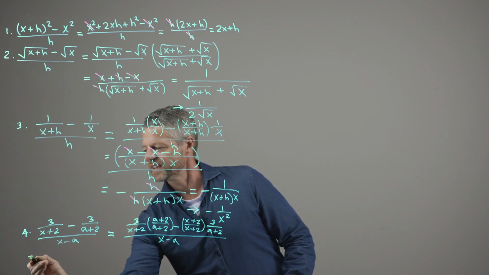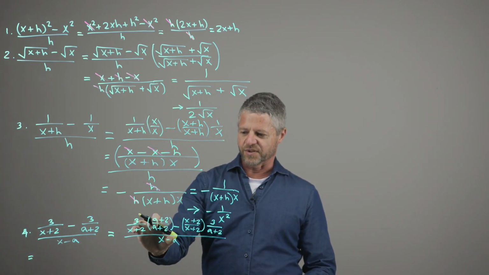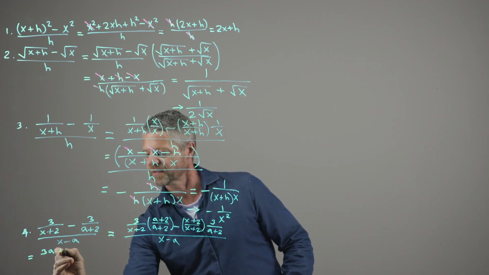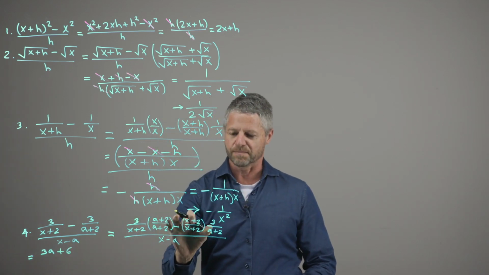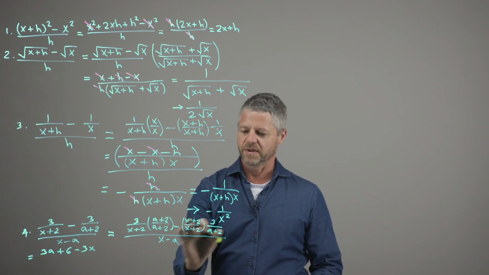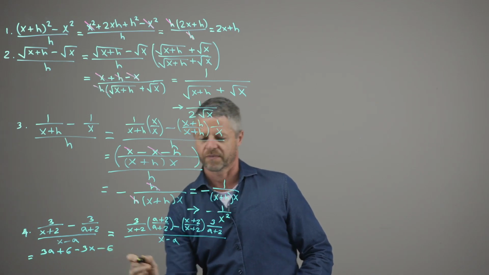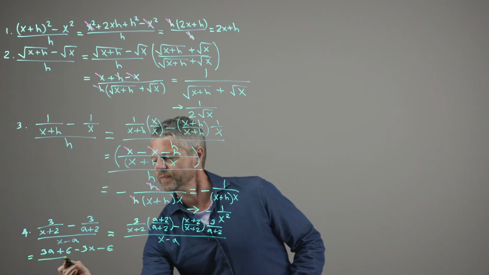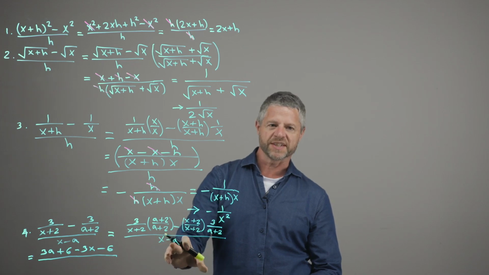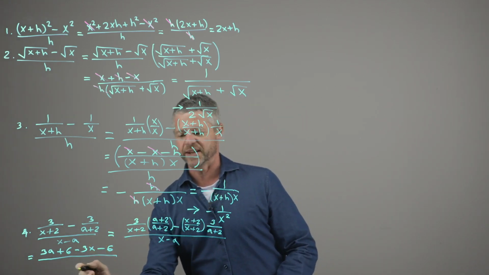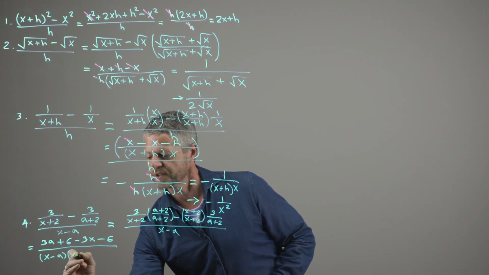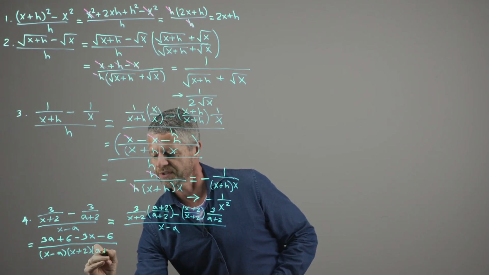And next, so I've got 3a, and I've got 6, and I've got minus 3x, and I've got minus 6. And then I've got x plus 2 times a plus 2 in the denominator, and I've also got x minus a. So I'm just going to collect those all together just to make this a little bit neater. So I've got x minus a, and I've got x plus 2, and I've got a plus 2.